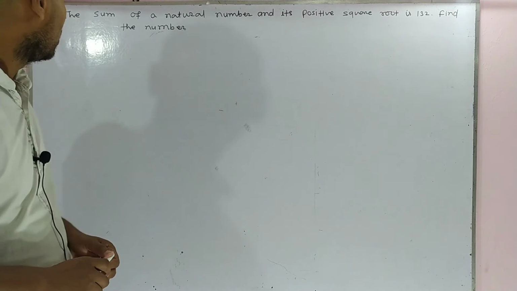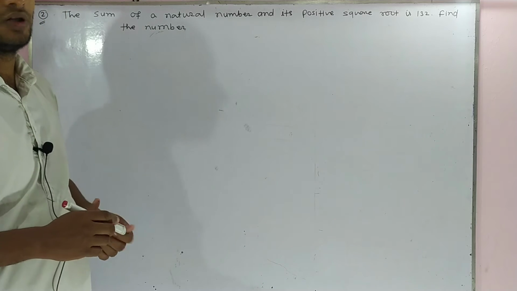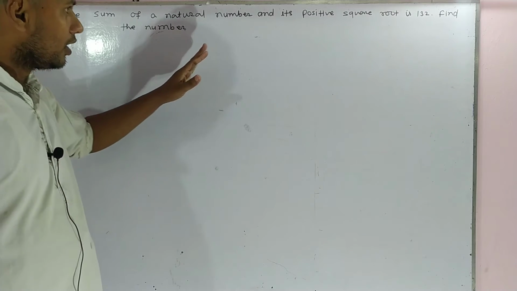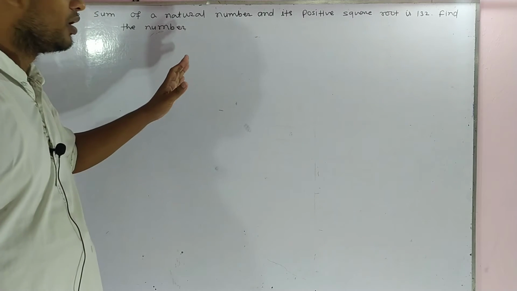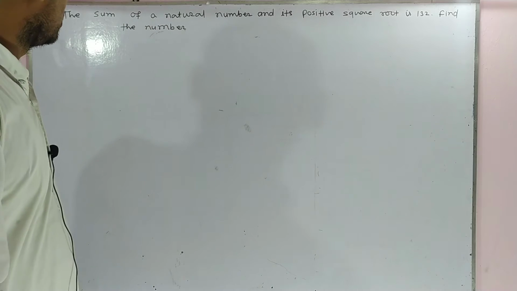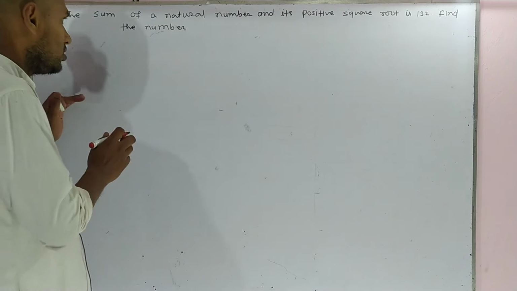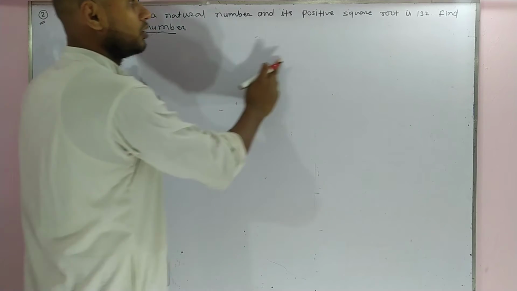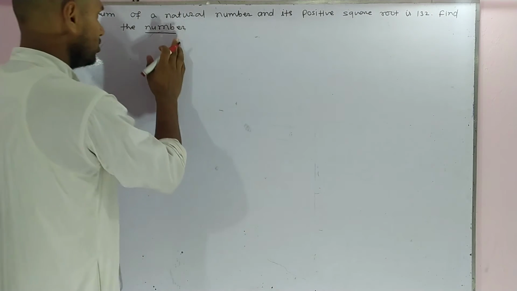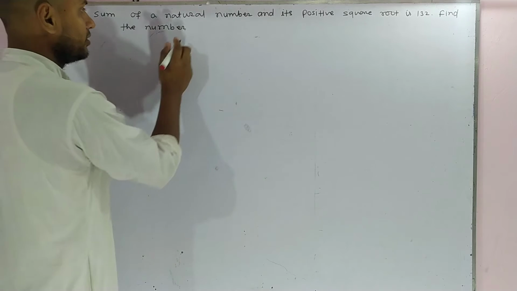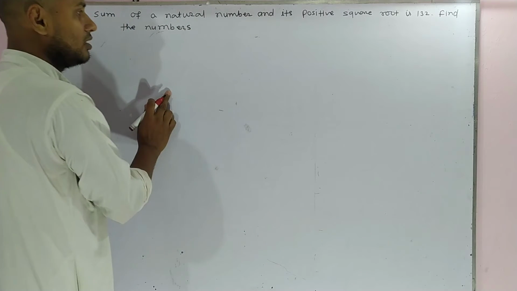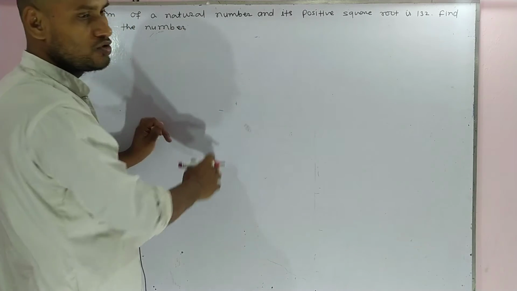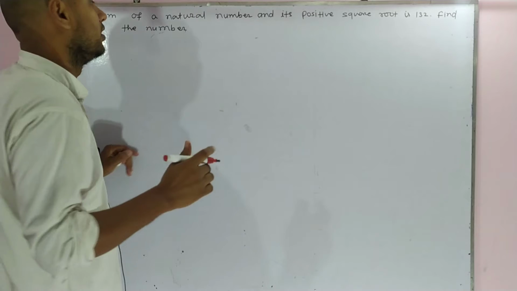Today we have to discuss question number 2, from the quadratic equation. In an examination, how can you conclude that the question is from quadratic equations? We can conclude from here that the question is asking about a number. Here the question is not asking about the numbers, but only about a number. So we can assume that it is only in one variable, that is, a quadratic equation.